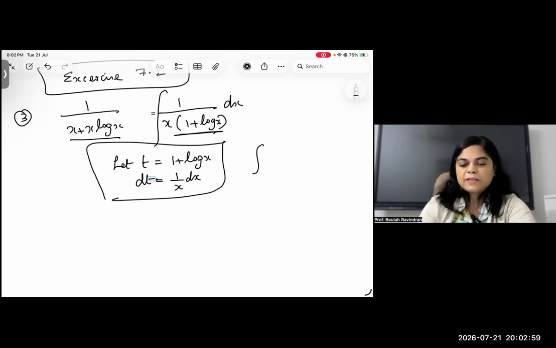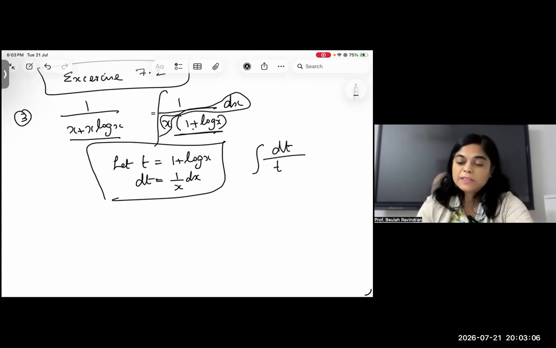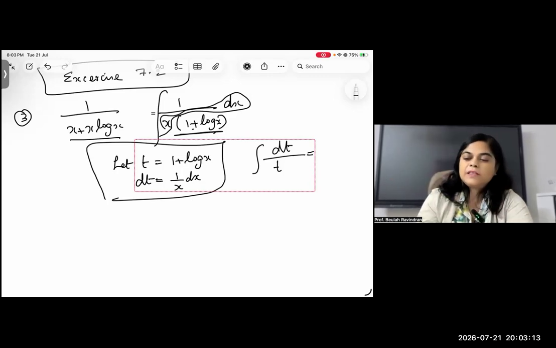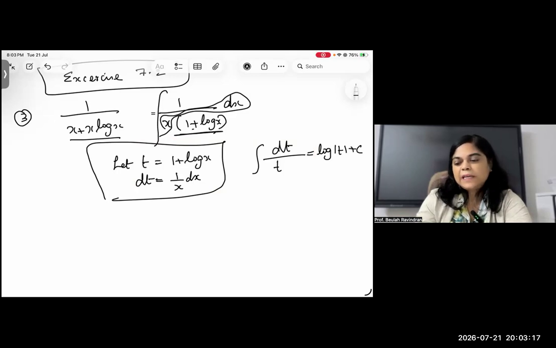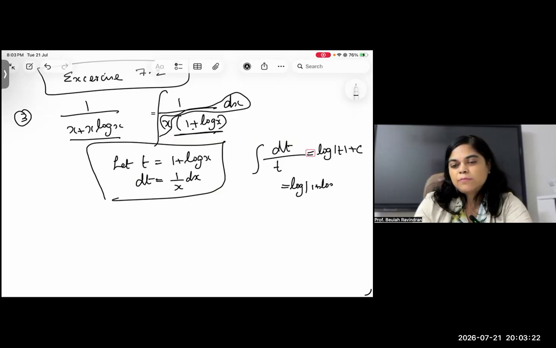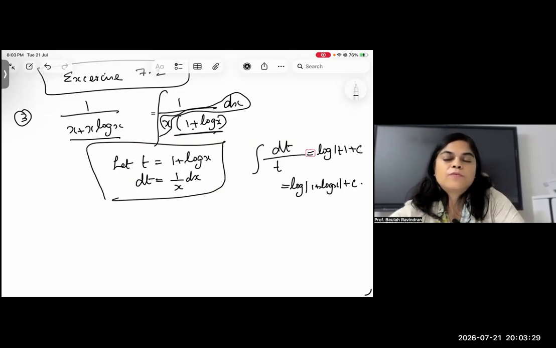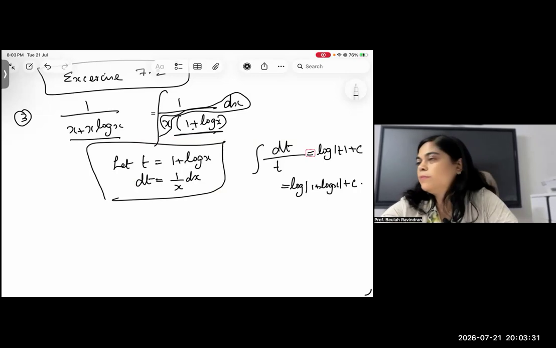So dx by x can be substituted as dt, and 1 plus log x can be substituted as t. What is dt by t? You have to look into the integral table. It is log t plus c. So what is t? Again, you have to resubstitute: log of 1 plus log x plus c. Clear? So this is how you have to do. Like the same, we'll work out for another problem.